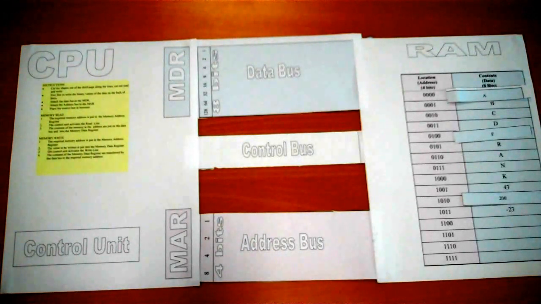So what we want to do with this particular operation is to transfer the contents of memory location 0000, across the data bus and into the CPU for decoding. So, how do we do that?